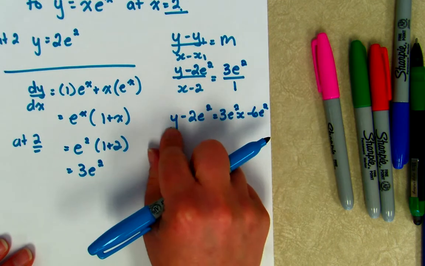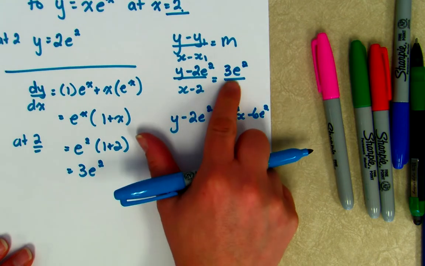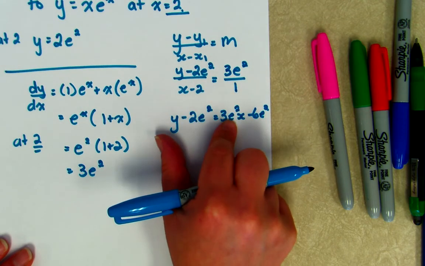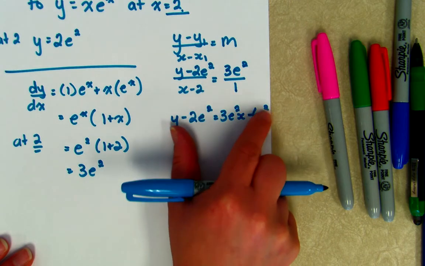So 1 times y is y. 1 times 2e squared is 2e squared. 3e squared times x is 3e squared x. 3e squared times negative 2 is negative 6e squared.